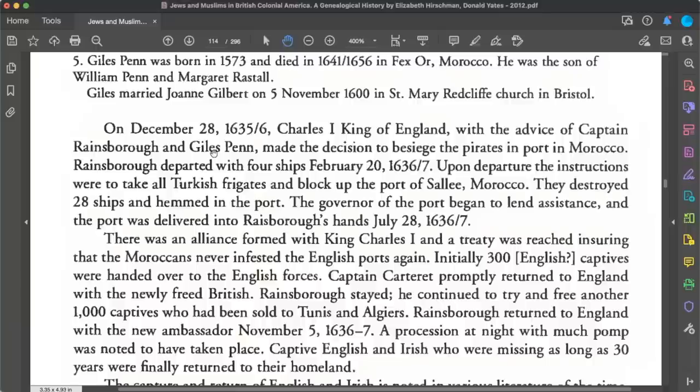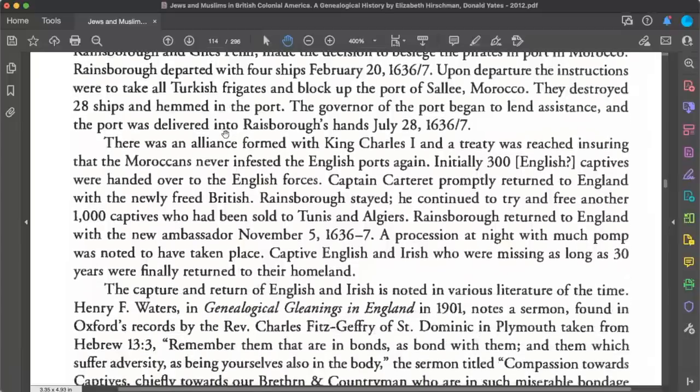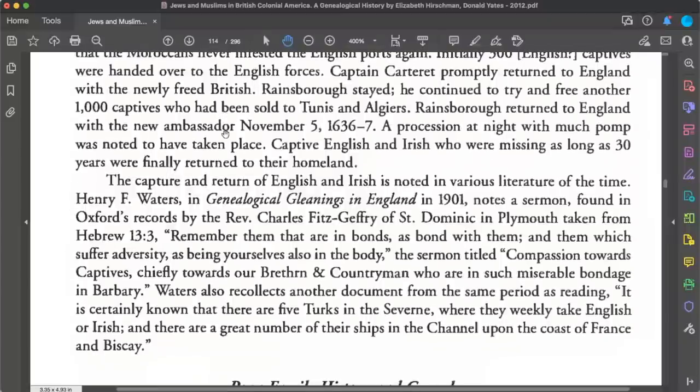Rainsboro returned to England with the new ambassador, November 5th, 1636, 37. A procession at night with much pomp was noted to have taken place. Captive English and Irish, all right? Again, captive English and Irish, not Africans, who were missing as long as 30 years were finally returned to their homeland. After 30 years in North Africa?